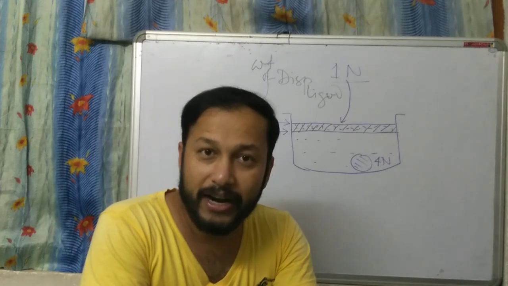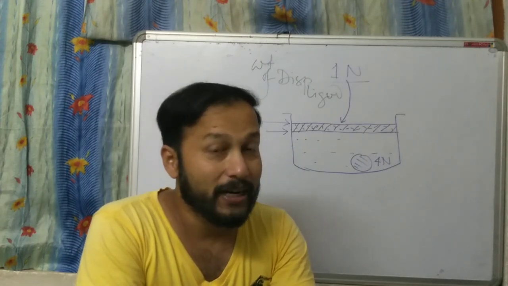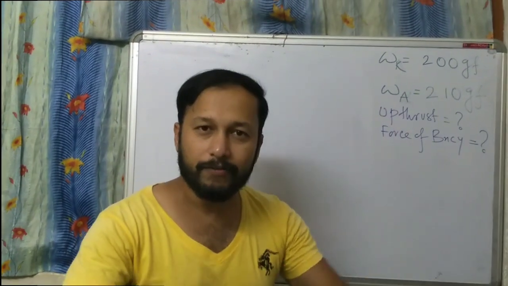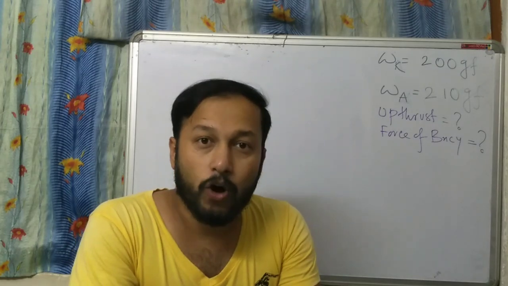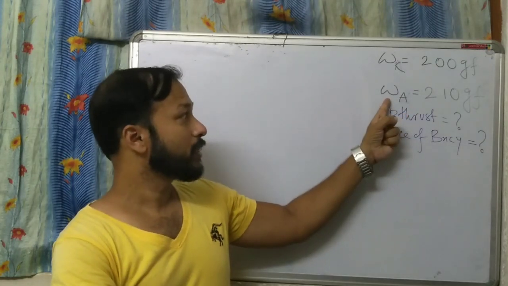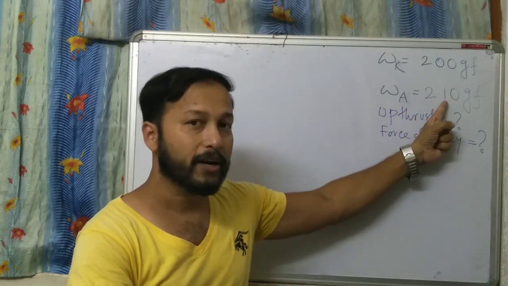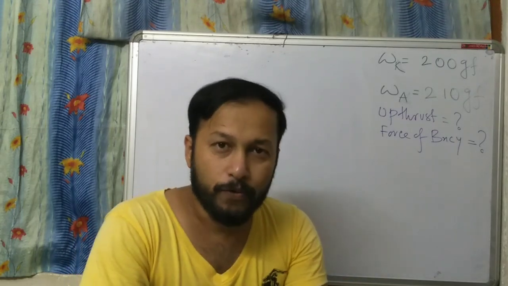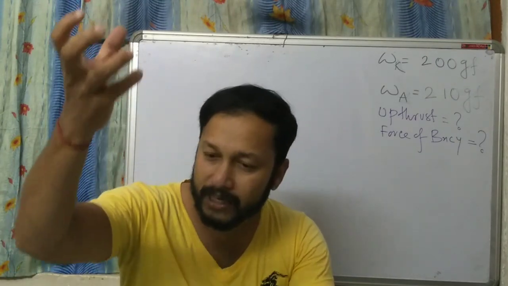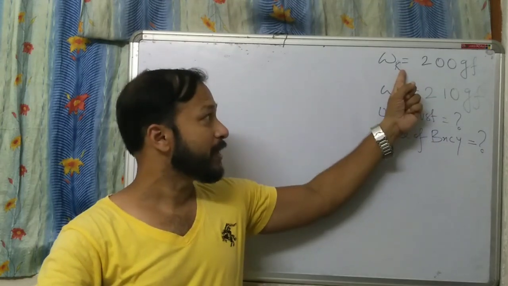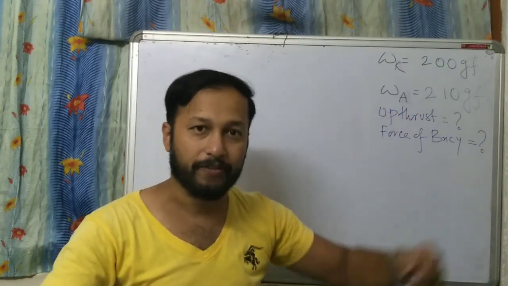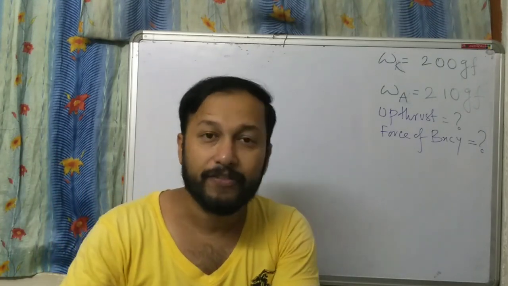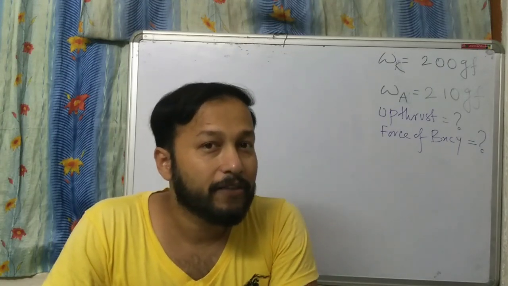So now we are ready to start the numericals based on Archimedes Principle. See the first numerical. The weight of an object in air is 210 GF. And the weight of the same object when immersed in kerosene is 200 GF. So the object's weight is 210 GF in air and 200 GF in kerosene.